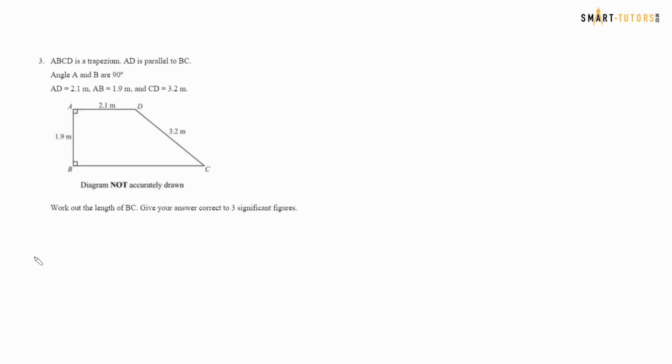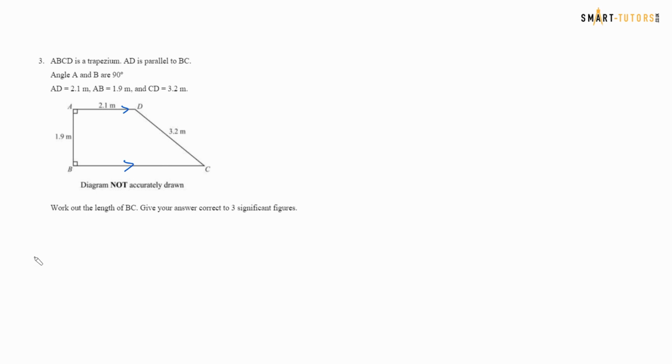Question number 3. ABCD is a trapezium. AD is parallel to BC, and angles A and B are 90 degrees. AD is 2.1, AB is 1.9, CD is 3.2. Work out the length BC. Give your answer to three significant figures.